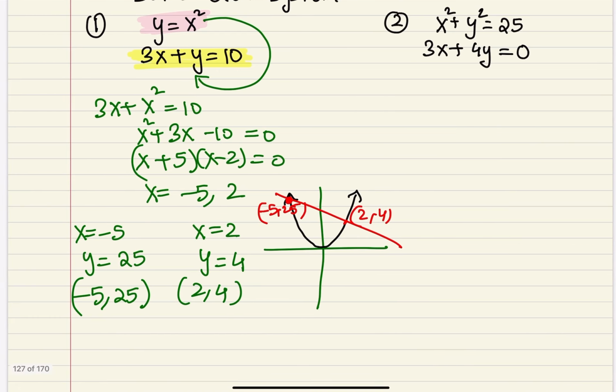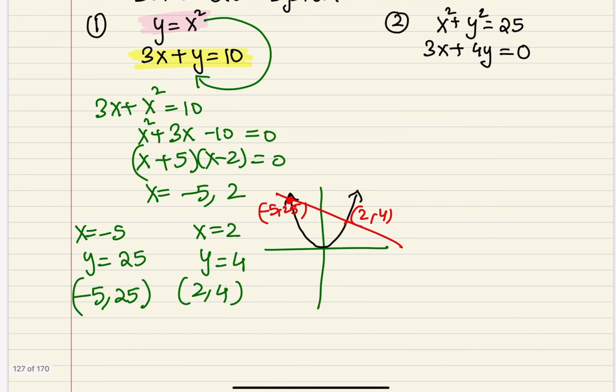Okay, number 2, we have a circle. X squared plus y squared equals 25 is a circle, and 3x plus 4y equals 0 is a line. Let's see the circle and line. And when we're solving these systems, sometimes we'll get no solution because we can have a circle and line far away from each other, not touching each other at all. So I'm going to solve this using substitution as well.